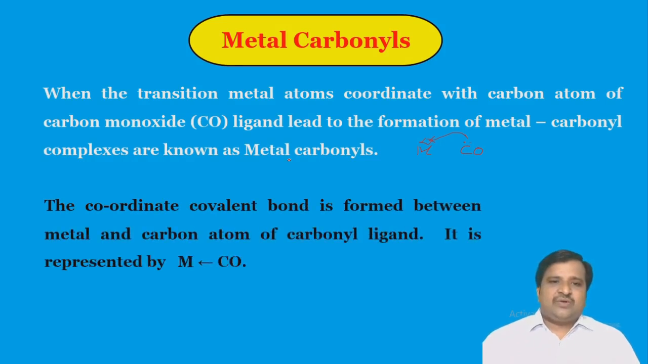A coordinate covalent bond is formed between the metal and the carbon atom of the carbonyl ligand. It is represented by M←CO, with the arrow towards the metal from the CO ligand. That means the CO ligand donates an electron pair to the vacant metal orbital. So metal carbonyls are complex compounds between the transition metal and the CO ligand.